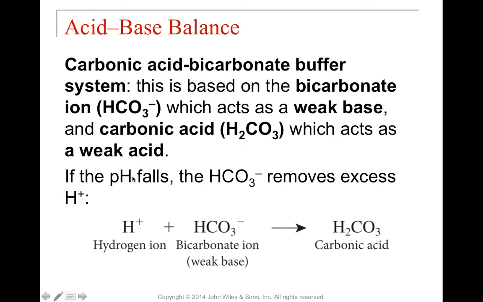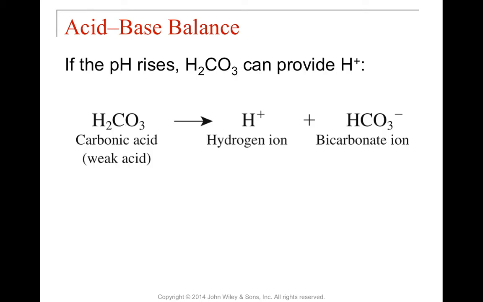So if the pH falls, the bicarbonate ion is going to remove extra hydrogen ions from solution and become carbonic acid. So remember, when the pH is falling, we're going to end up with extra hydrogen ions in solution. So when we're taking those extra hydrogen ions back out of solution and making them carbonic acid, well, now we are increasing our pH back up to whatever the regular levels are supposed to be.